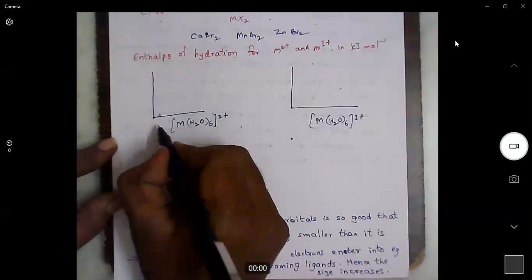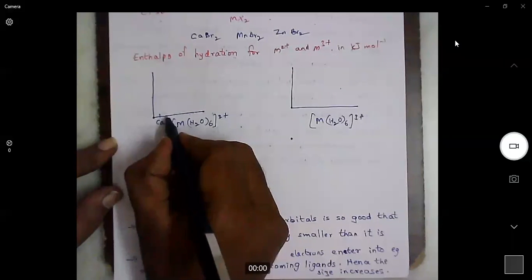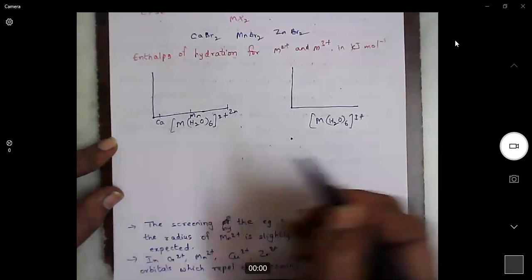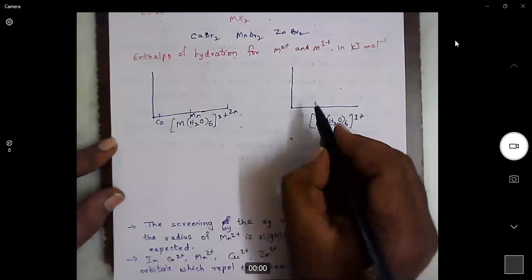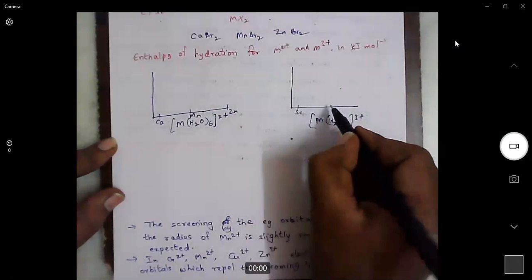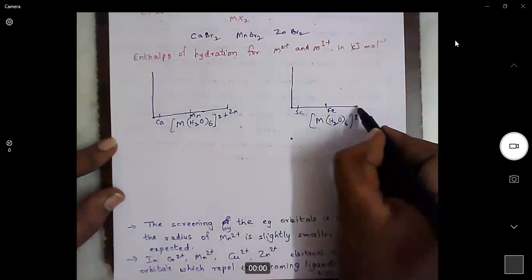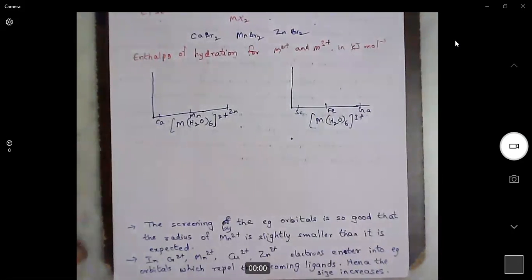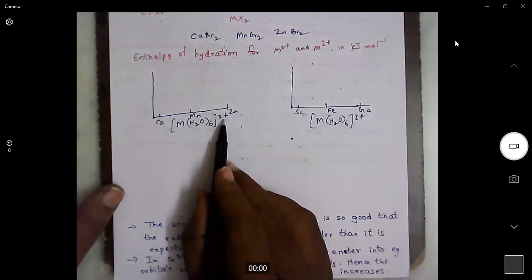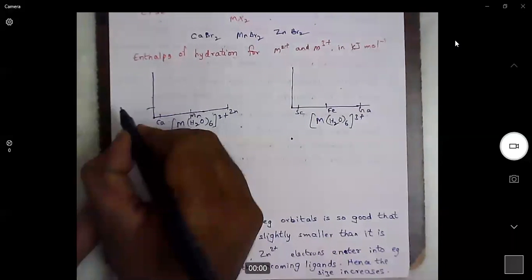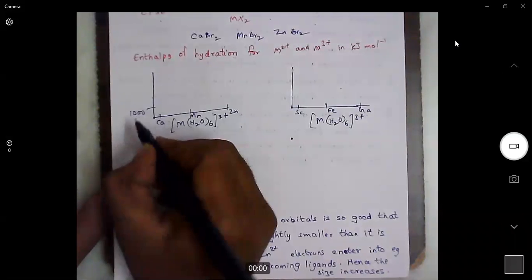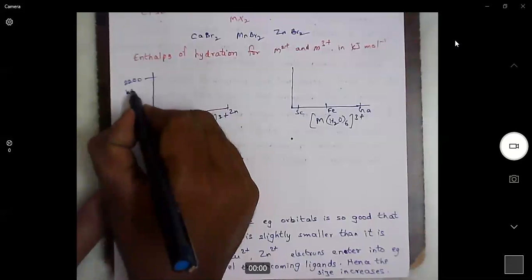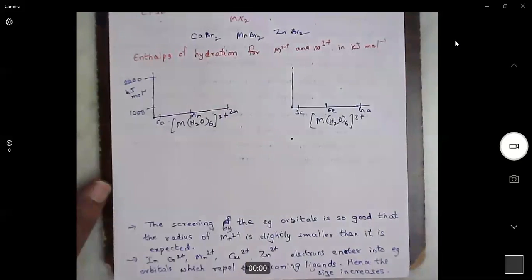As usual, on the x-axis we will take calcium, scandium, titanium, vanadium, chromium, manganese, zinc. For M3+, we will start with scandium, then in the middle iron, and it is not zinc. After zinc, gallium. So we need to include one more element because it is 3 plus. Here it is 2 plus. Here we will consider enthalpy of hydration, in kilojoules per mole units.